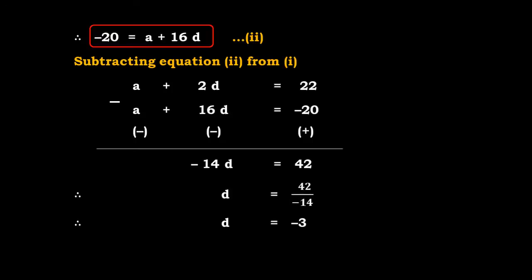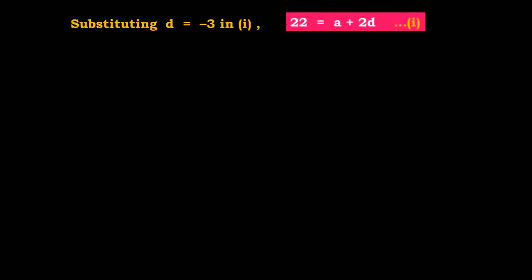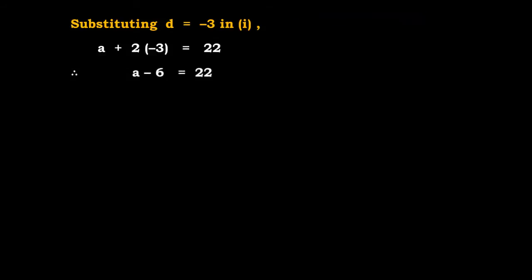So we have D is equal to minus 3. Now with the help of this D, we can calculate A. Substituting D as minus 3 in equation 1, you will get A plus 2 into minus 3 is equal to 22. A minus 6 is equal to 22. So A is equal to 22 plus 6, that is 28.